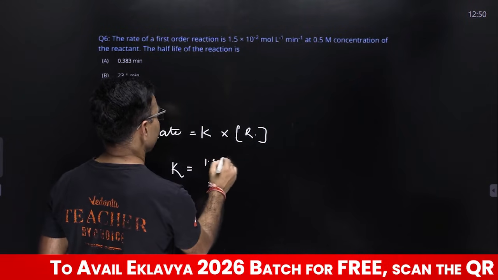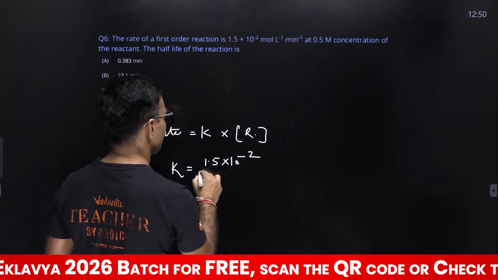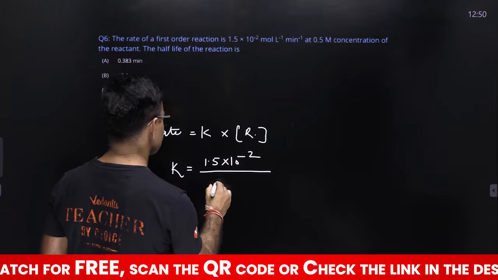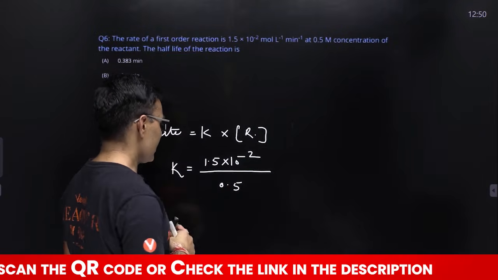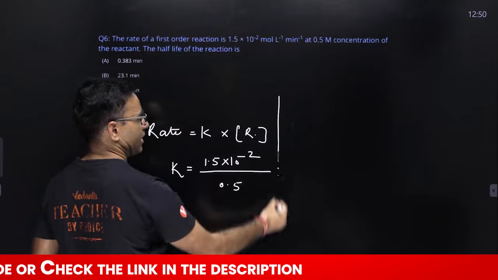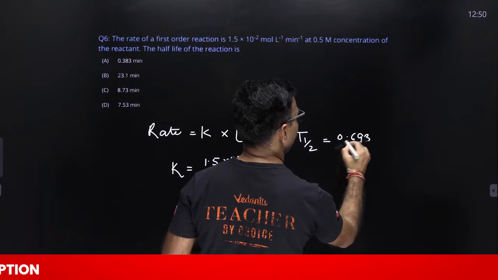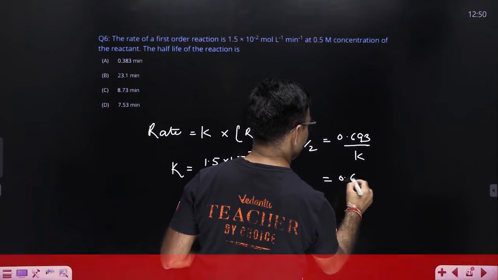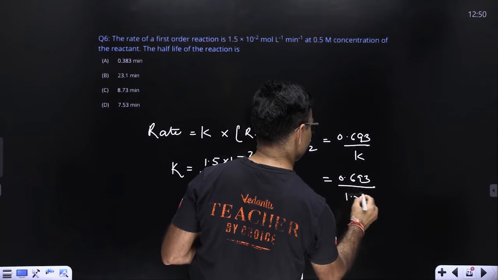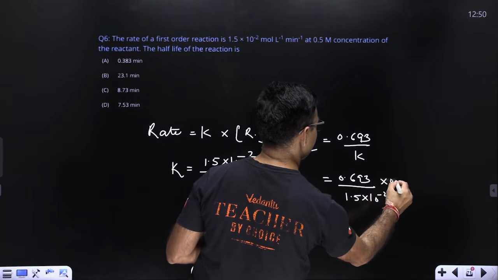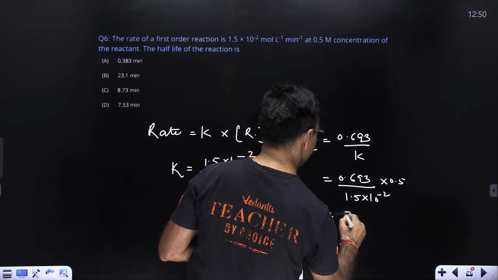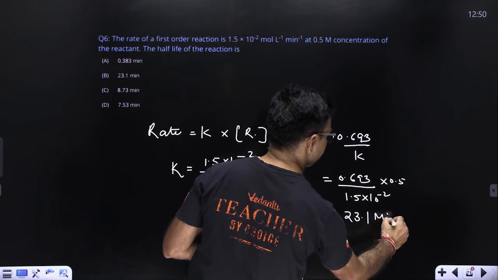Rate is 1.5 into 10 raised to the power minus 2 divided by concentration, which is 0.5. From here we can calculate k, and we know that half life is going to be 0.693 upon k. So substituting the value, 0.693 upon k, where k is 1.5 into 10 raised to the power minus 2 into 0.5. This comes out to be 23.1 minute.